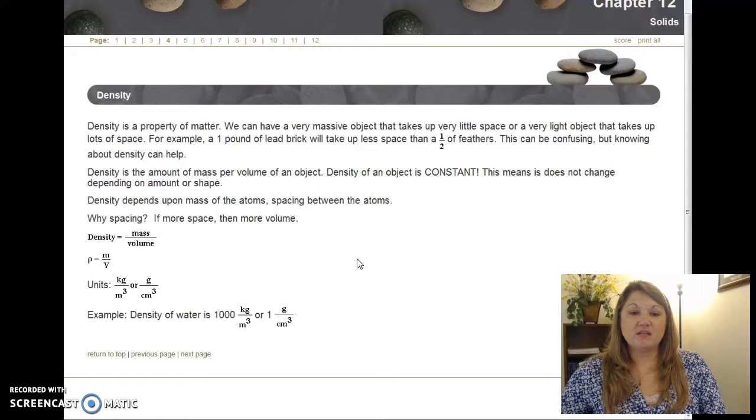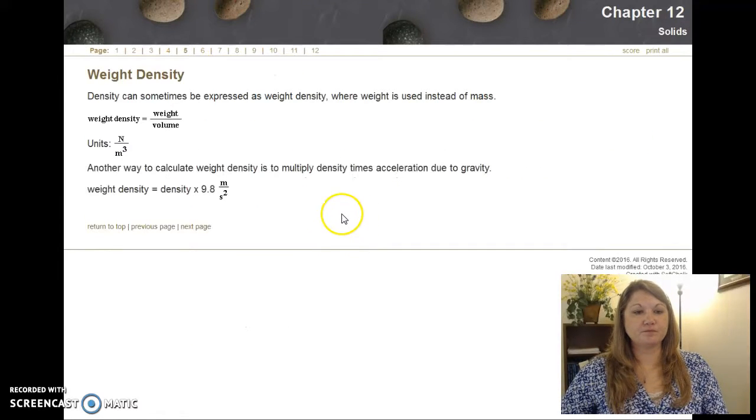Density is constant. It does not change. So it doesn't matter if I've got a cup of water or a swimming pool full of water. The density of water is still the same. It doesn't matter how much you have, because it's that ratio that's important.